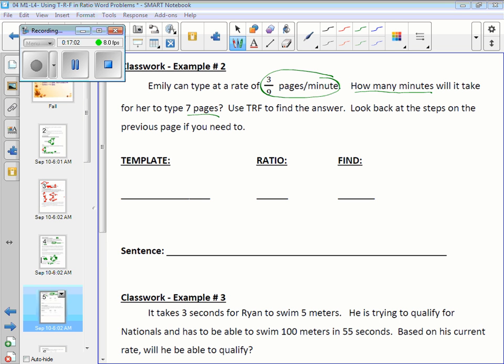All right, I'll take the frog back. What's the template? What over what? What are my labels?